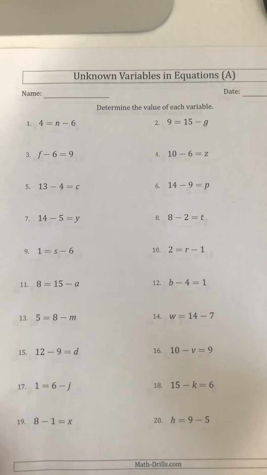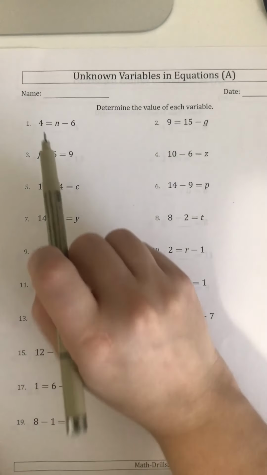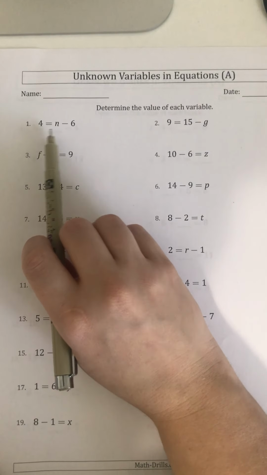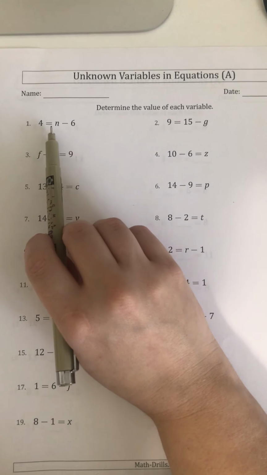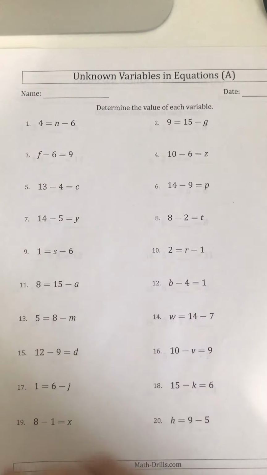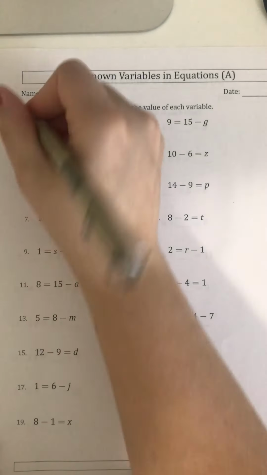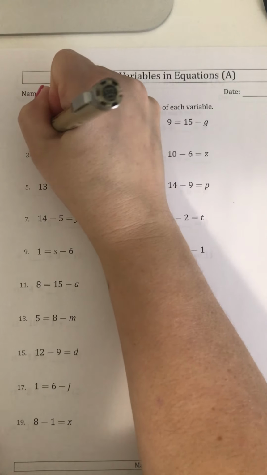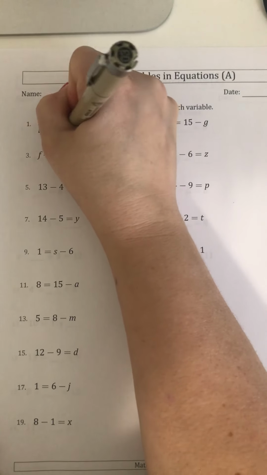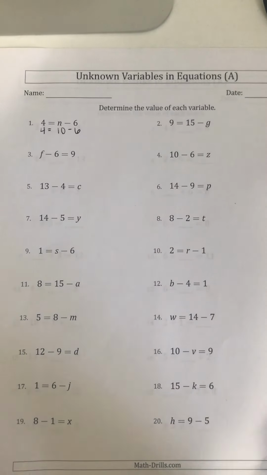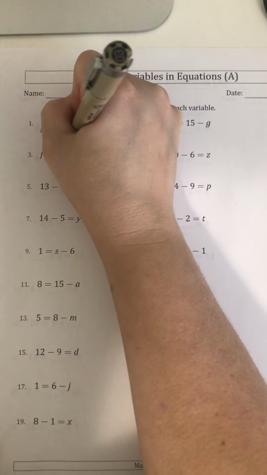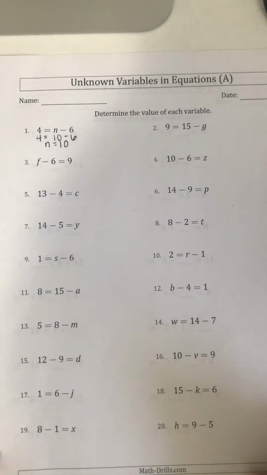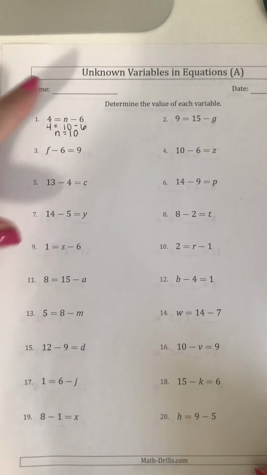So let's do number 1 just as a refresher. So it says 4 equals n minus 6. So 4 equals what number minus 6? So hopefully you get 10, because 4 is the answer to 10 minus 6. Just remember, I don't want you to put 10 because we're representing the variable. So make sure that you put n equals 10, because you are telling us what n is.